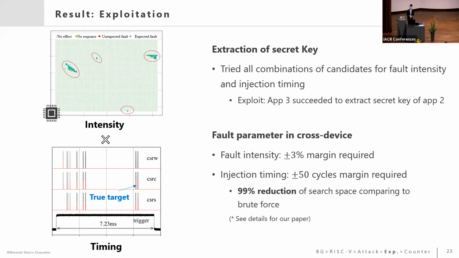The last result is the exploitation result. We tried all combinations of candidates for fault intensity and injection timing, and finally succeeded in bypassing the isolation and extracting the secret key. I omit the details, but as for extraction of fault parameters, we need some margins for both parameters. Of course, regarding such margins, our approach is much more efficient than brute force.